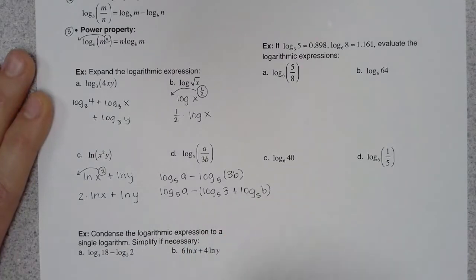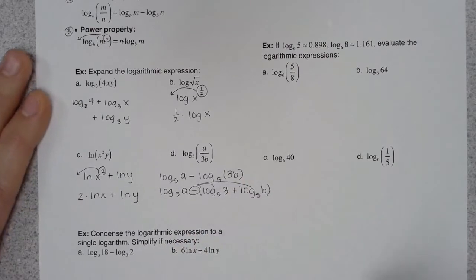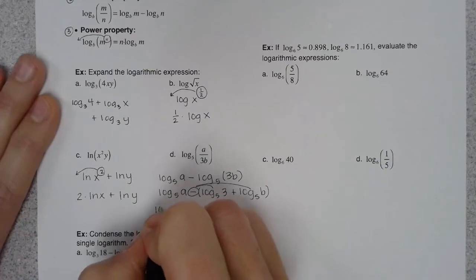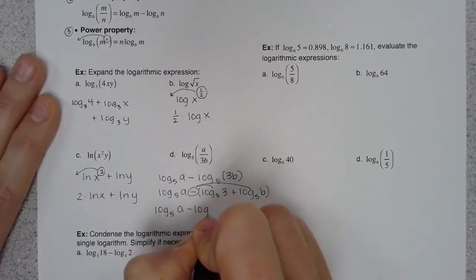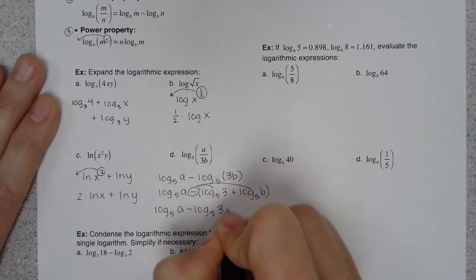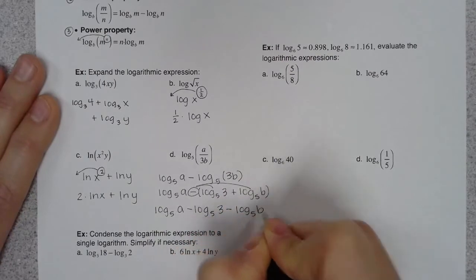And then you want to be careful, because this negative sign that's right here is going to apply to both of these parts, so you have to distribute the negative. What you'll wind up with for your finished answer is log base 5 of a minus log base 5 of 3 minus, because you're distributing that negative, log base 5 of b.